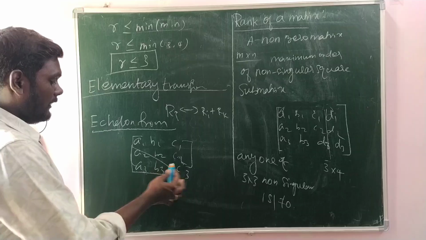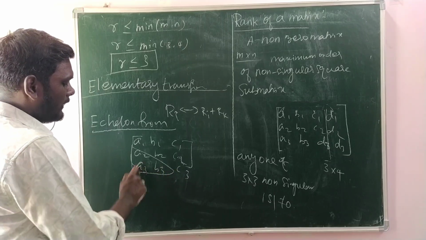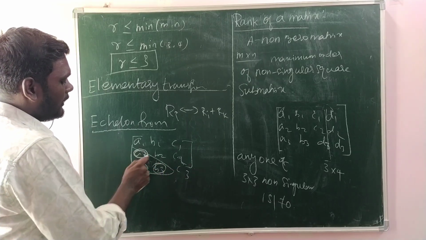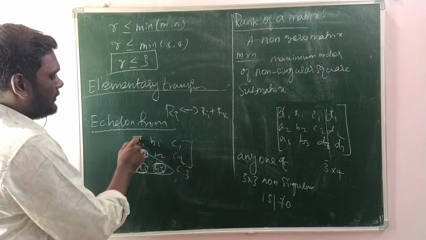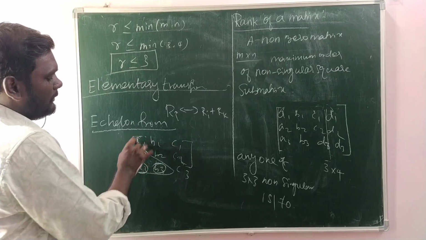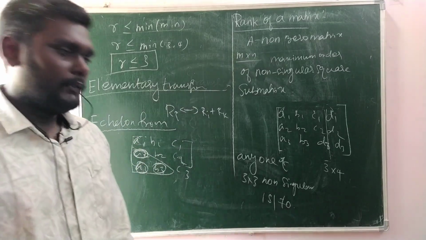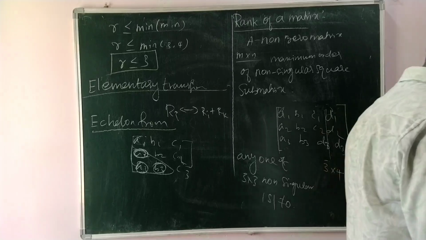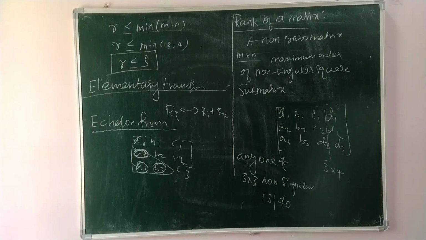Sorry, than the next row, it is having less number of zeros. So this row is having 2 zeros, means this will be 1 less. This row is having 1 zero, means this will be no zeros. This should be non-zero element. Okay, that is what echelon form. And then equivalent matrix.